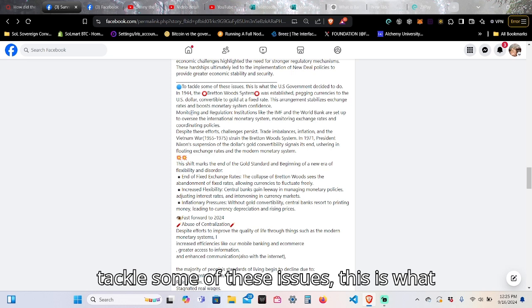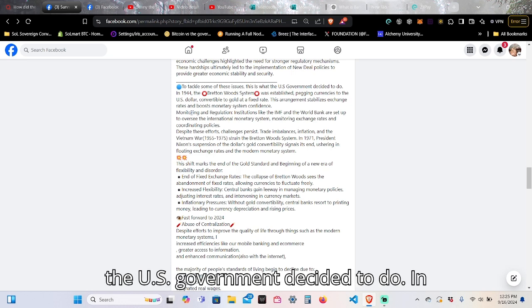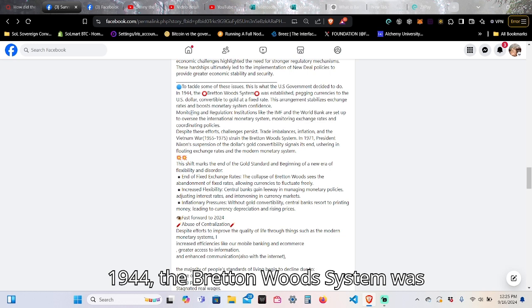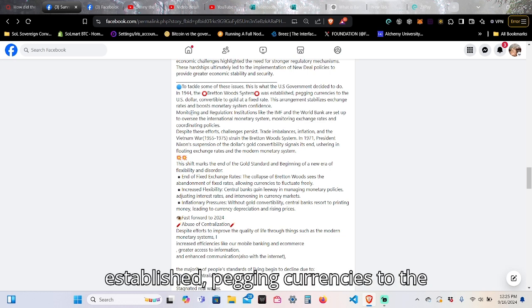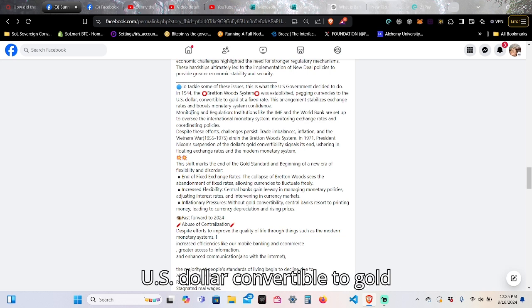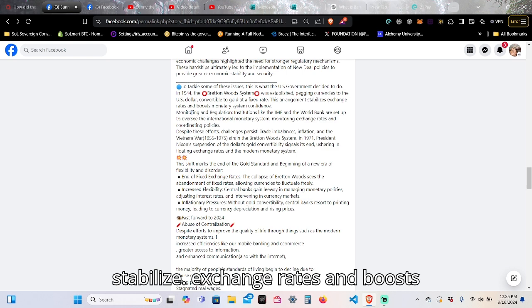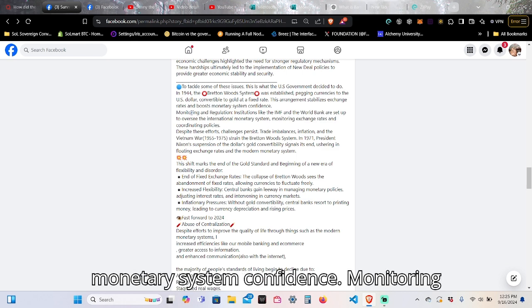To tackle some of these issues, this is what the U.S. government decided to do. In 1944, the Bretton Woods system was established, pegging currencies to the U.S. dollar convertible to gold at a fixed rate. This arrangement stabilizes exchange rates and boosts monetary system confidence.